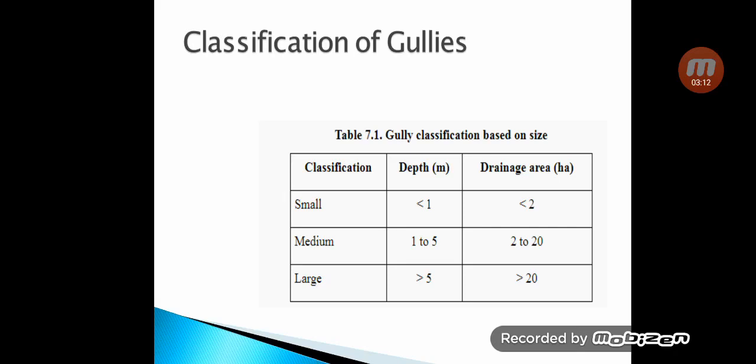We'll see what the classifications of gullies are. The first classification is based on size, in which gullies are classified as small, medium and large. The depths and drainage areas are as follows. Depth is less than 1 meter for small gullies, 1 to 5 meters for medium gullies, and greater than 5 meters for large gullies. Drainage areas are less than 2 hectares for small gullies, 2 to 20 hectares for medium gullies, and greater than 20 hectares for large gullies.